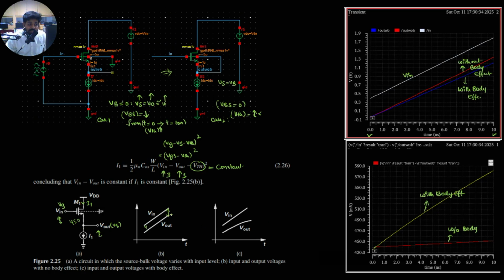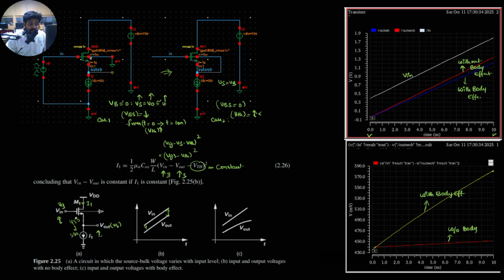So VSB is raised, VBS will be reversed, so the threshold voltage is increased. As the threshold is increased, there is not much rise of the V output, so the difference between V input and V output will increase. It is increased, so later on it will be 580 or something. So this one is going to be 580.